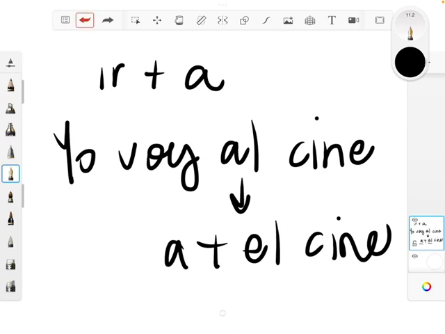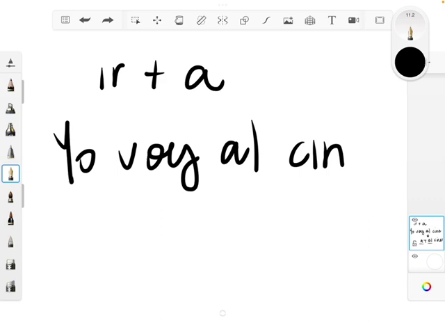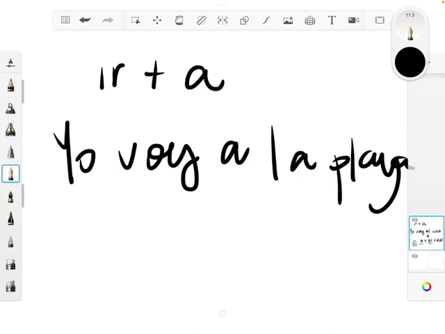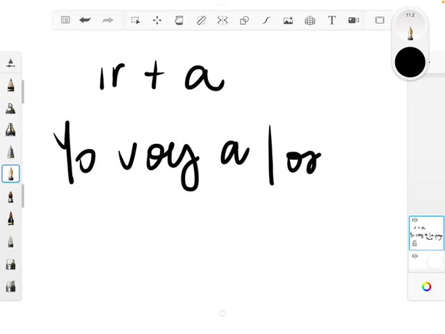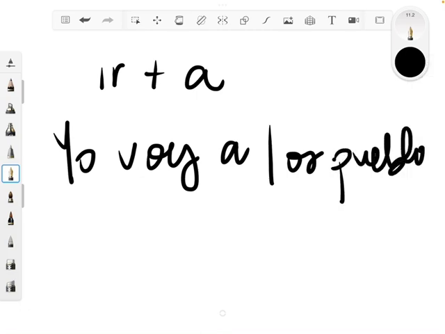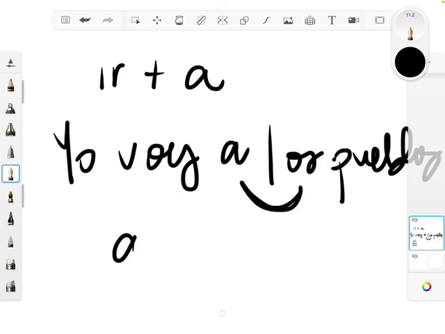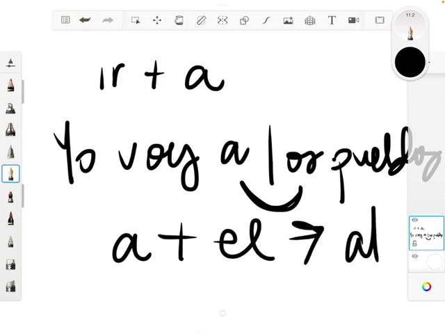Now, we wouldn't do this, for example, with a la playa. Okay? To the beach. There's nothing to combine here, right? A la playa. That's the same reason why we don't do it with voy a los pueblos. Right? There's nothing to combine here because there's no double vowel sound. So it's only going to be a plus el, which you combine to be al. Okay?